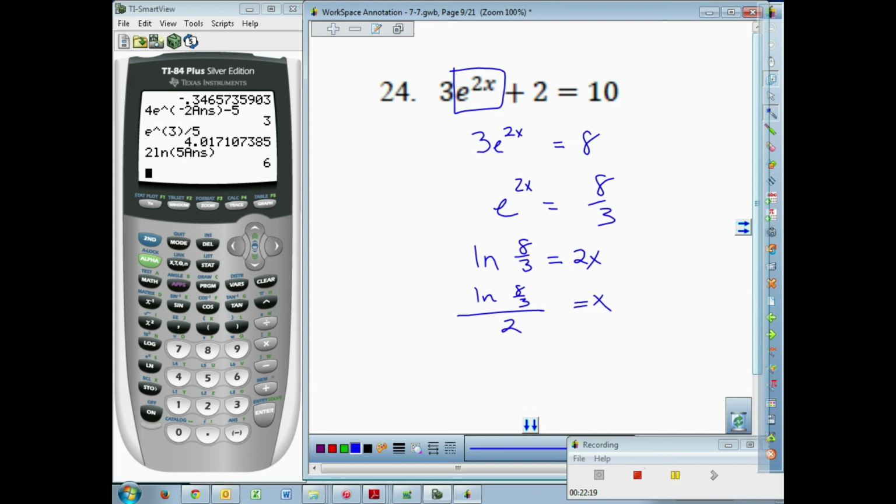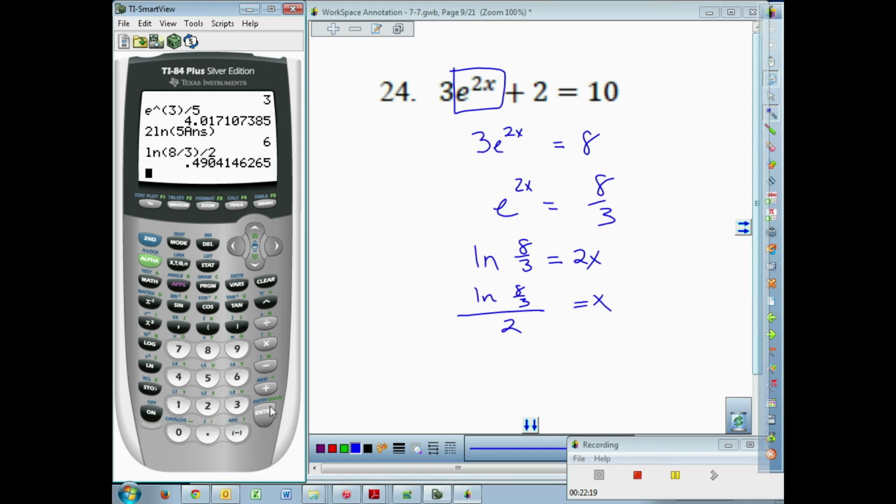Parentheses are important. Make sure you get 8/3 typed into your argument correctly. Natural log of 8/3 divided by 2. Natural log of 8/3 divided by 2. Boom. About 0.4904.